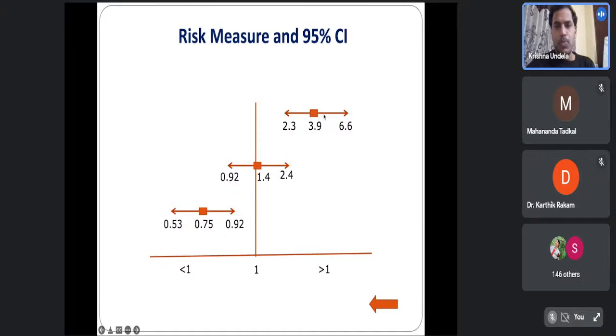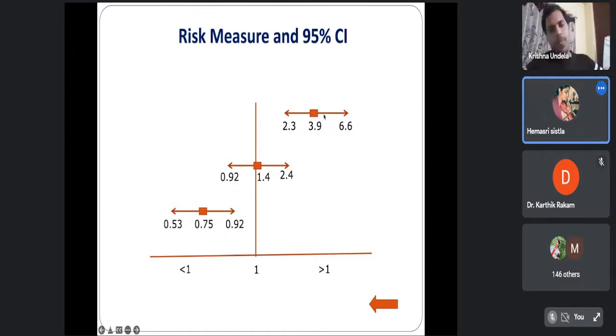Can someone tell me how much less it is? How much less chance of getting mycotic infections? Sir, your voice was disturbed. Can you just repeat again?